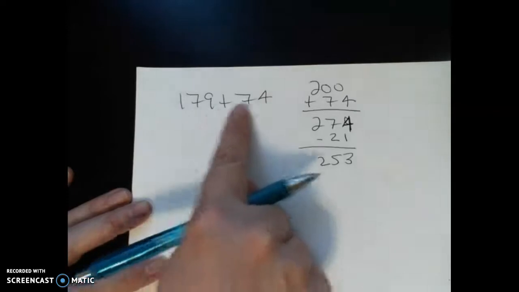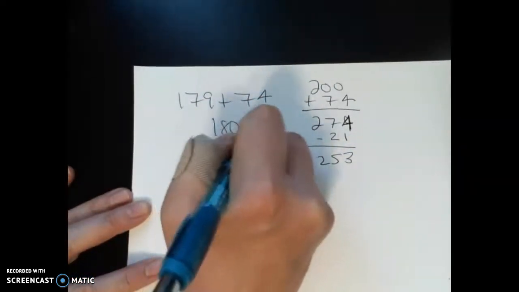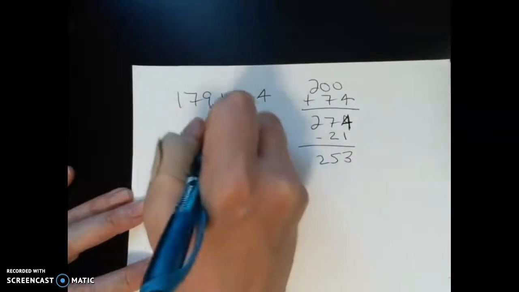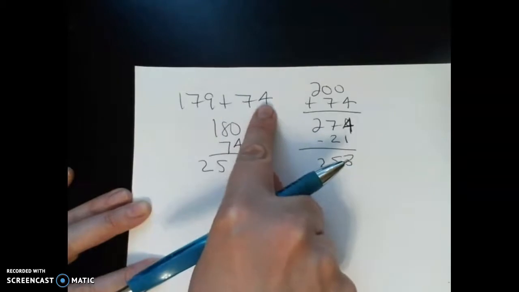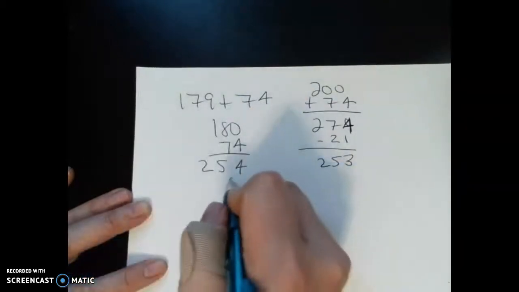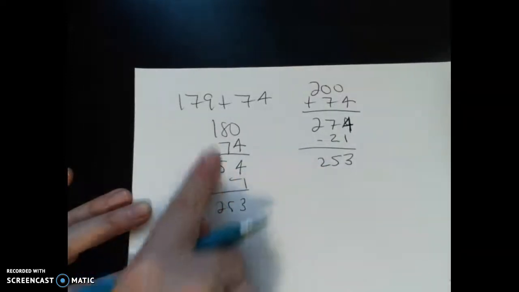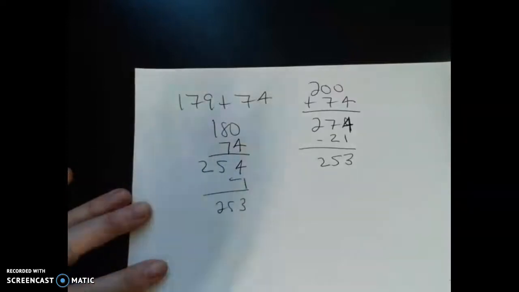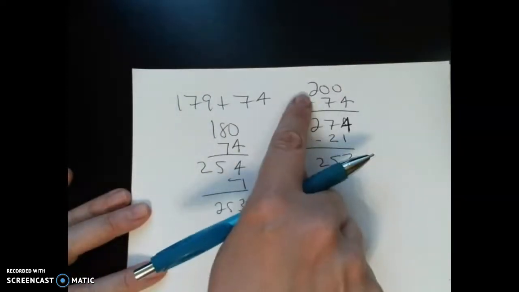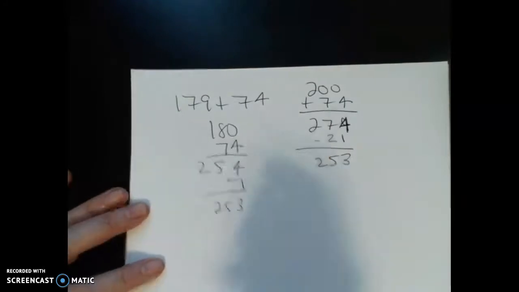A kid might round this to like 180 and 74, but they still have to regroup here. Do you see that? So it's not super helpful. And then this one they made too big, so they'd have to subtract the 1. So 253. This one is okay, but they did have to regroup when they got the 15 there. You kind of want to round it and then compensate for what you did.